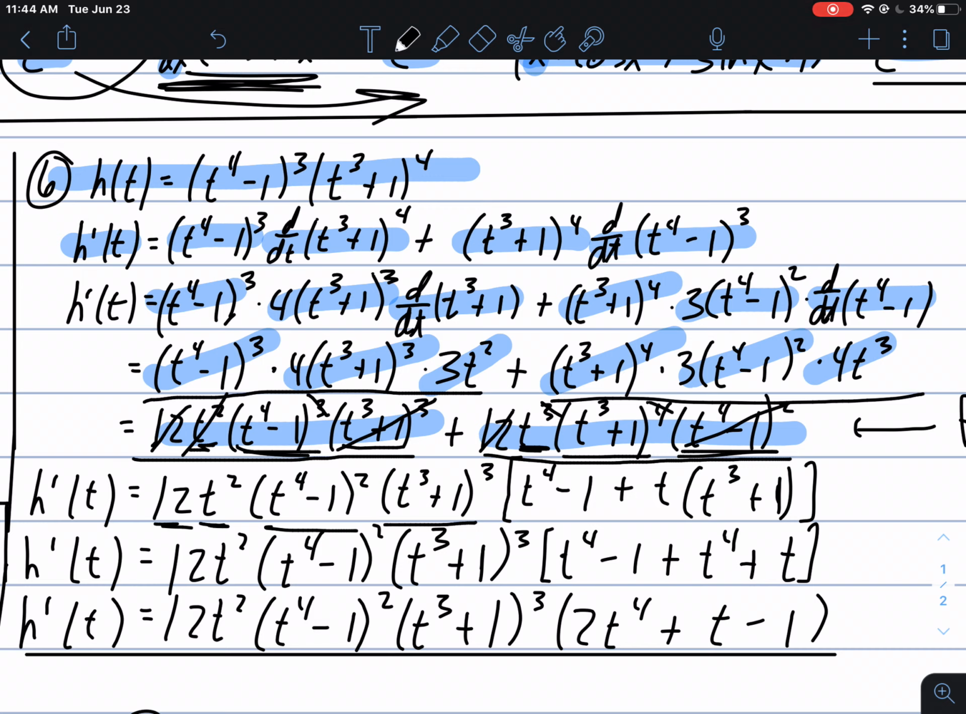So I pulled out the common factors. And what do you do when you factor out common factors? You then multiply that by whatever's left. So what's left in the first term? t to the fourth minus 1, right? Everything else, notice, got factored out. Plus, what's left in the second term? Well, we still had a t right there.